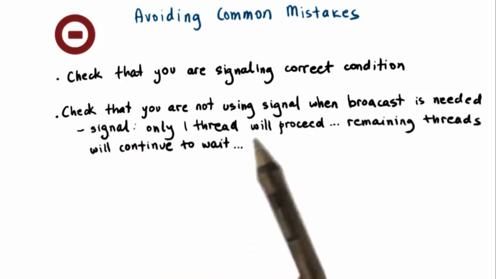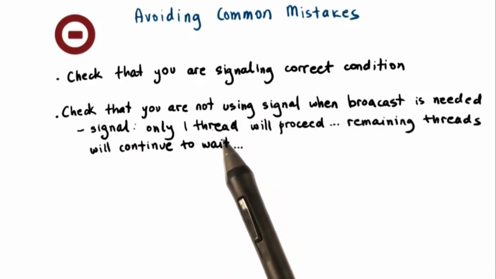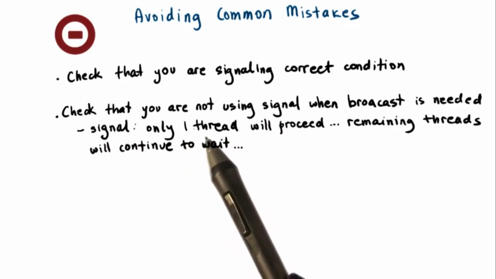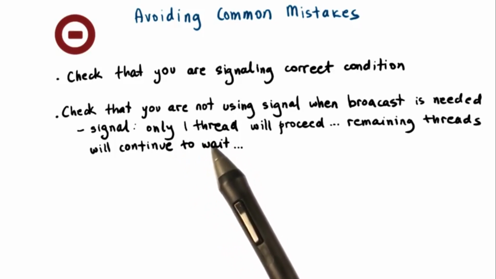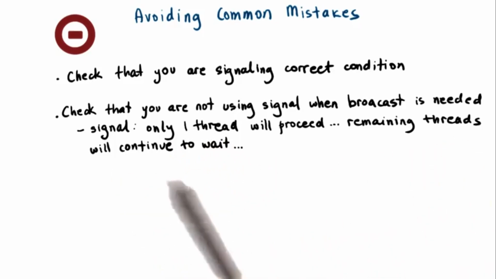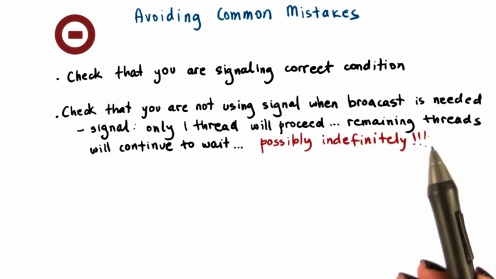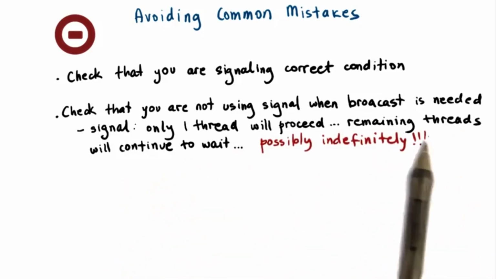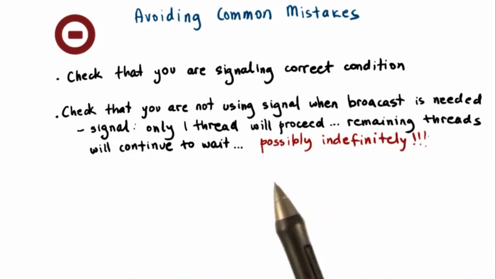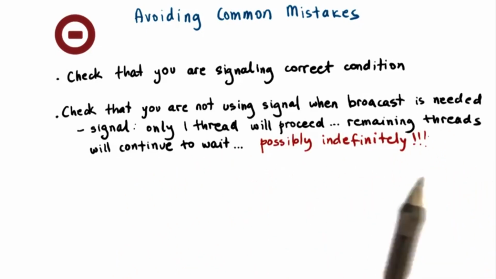Remember that with a signal, only one thread will be woken up to proceed. And if when the condition occurred, we had more than one thread waiting on the condition, the remaining threads will continue to wait. And in fact, they may continue to wait possibly indefinitely. Using a signal instead of a broadcast can also possibly cause deadlocks, and we'll talk about that shortly.